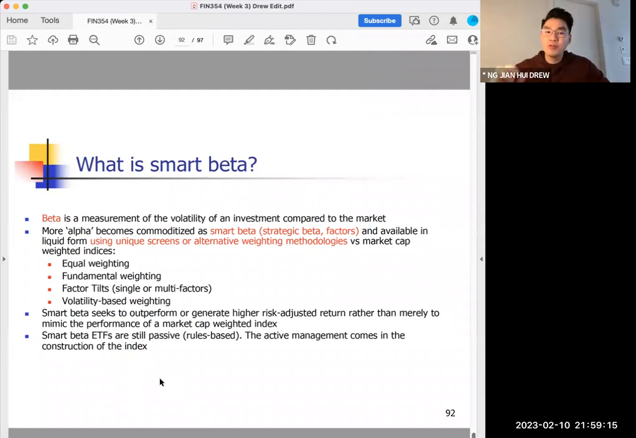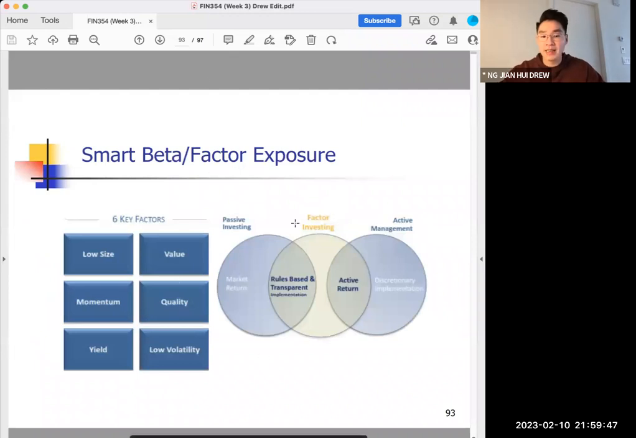And how do we get this? We use very strategic moves, like all these things we talked about: weighting, fundamental weighting. We do a lot of things to the portfolio to get this slightly additional return, which is called smart beta. Smart beta seeks to outperform the market return merely by mimicking the performance of the market cap weighting index. So you just do some small adjustments here and there. That's your smart beta. This is your passive side, your active side, and this is in the middle.